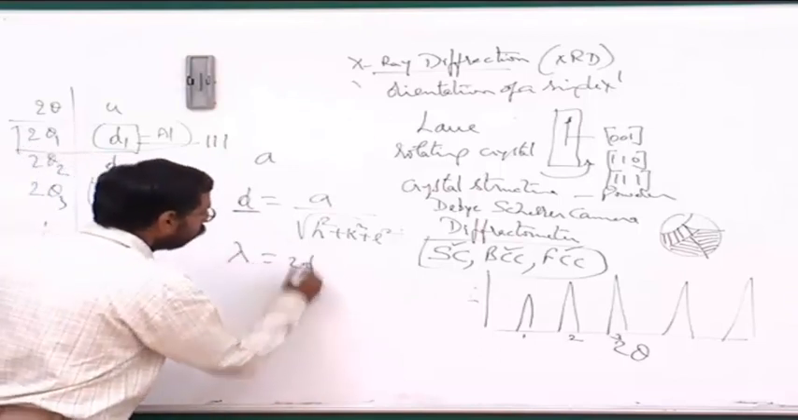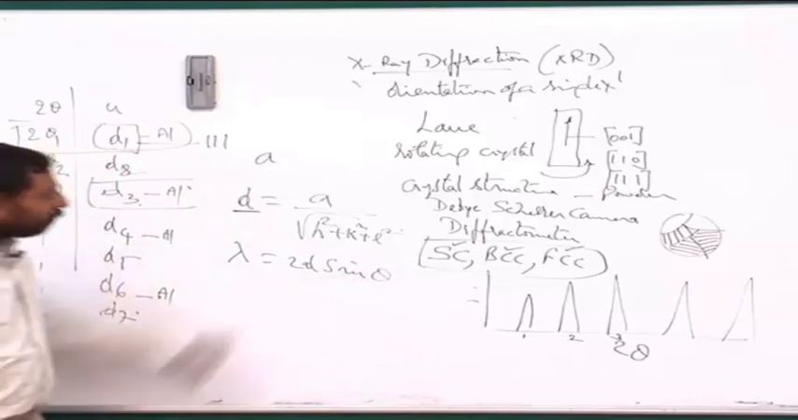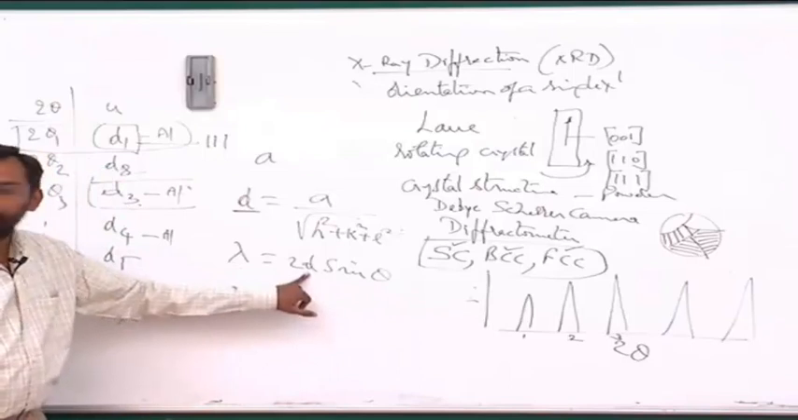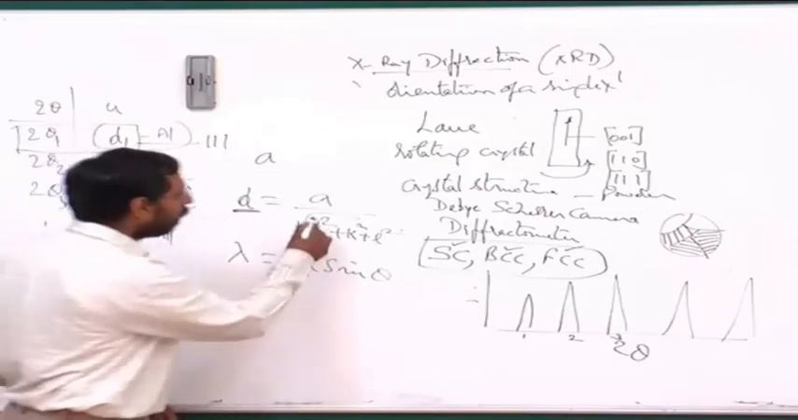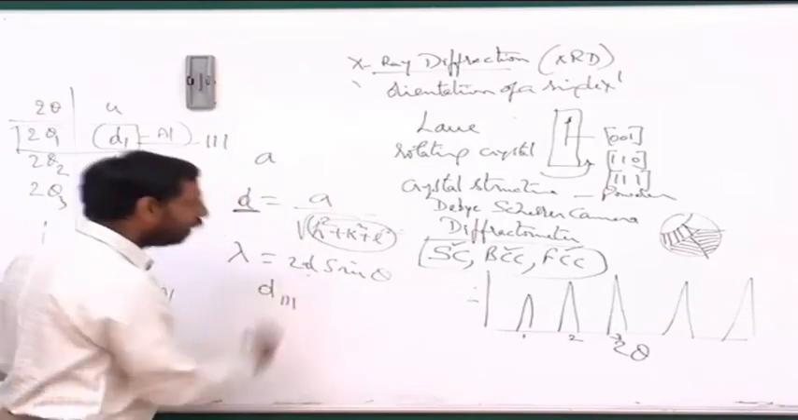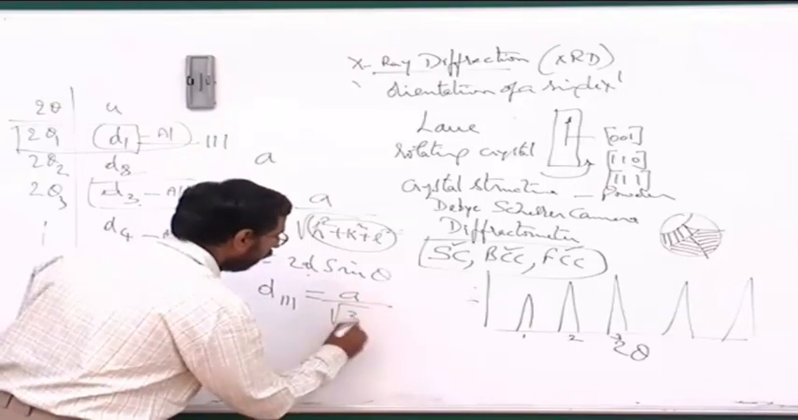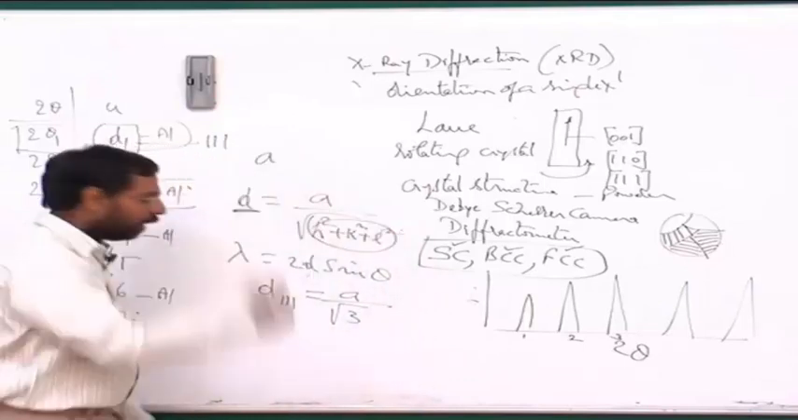Again, go to this formula, lambda equal to 2d sine theta. So once I know the theta, because I know the lambda, I can find out the d. I plug this d into this, knowing pretty well that the first peak is the 111 peak. So this corresponds to d of 111, which is equal to a over square root of h square plus k square plus l square. 1 square plus 1 square plus 1 square is 3.